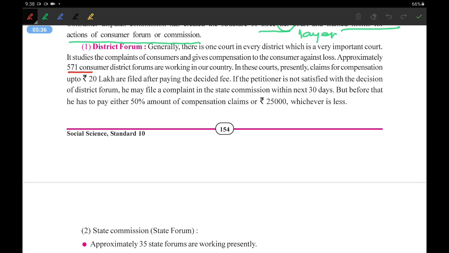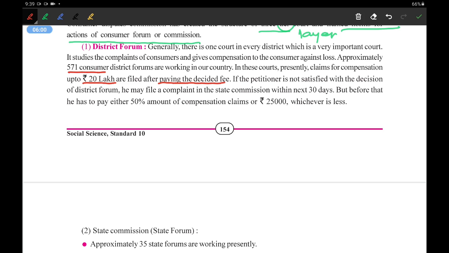Approximately 571 consumer district forums are working in our country right now. In this court, presently, claims of compensation up to 20 lakhs are heard. If you have a problem or have filed a complaint regarding the Consumer Protection Act, up to 20 lakh, then you can go to a district forum and file it after paying the decided fee.